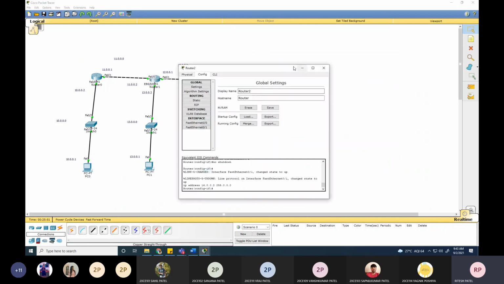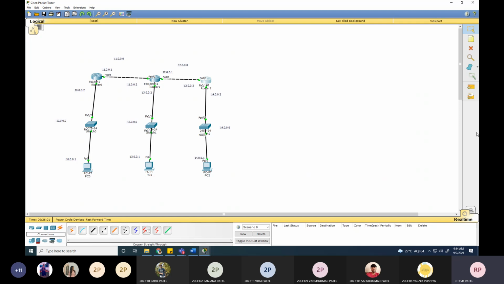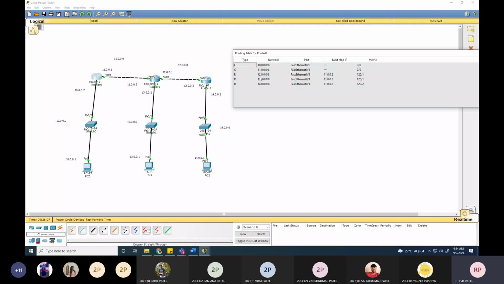Same way over here, 14. For the 14 network, the RIP networks are 12.0.0.0 and 14.0.0.0. Okay, now inspect the routing table. If you click over here, inspect the routing table, you can see 12, 13 and 14. 12 means this side, 13 means this side, and 14 means this side. It is already learned by this RIP protocol.